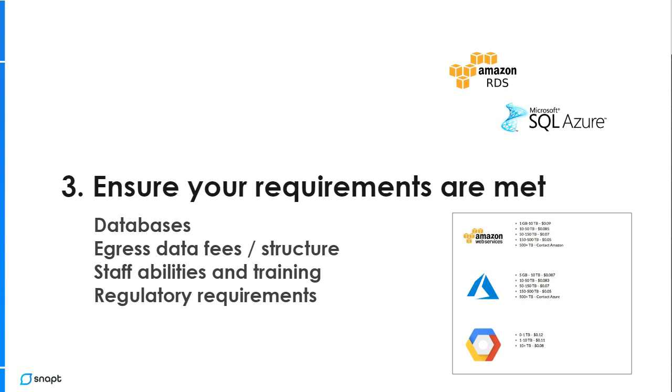Next thing is to ensure your requirements are met. I've mentioned some of these things already, but you need to look at databases, right? Many clients will rely on the cloud provider to provide relational database services, as well as NoSQL, key value stores, things like that. And they vary quite a lot between them. There's a good 20 to 30% variance between them. Egress data fees can be very different, right? So that's the cost of sending data out of your instances. And it costs a lot in cloud. If you're sending a lot of data, it can catch you by surprise.